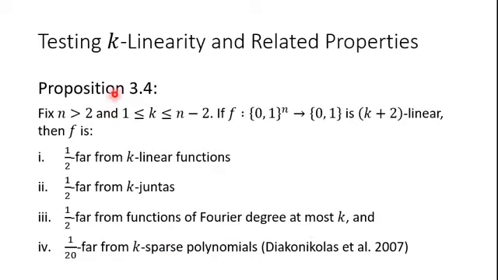So we now have proposition 3.4. Fix n larger than 2 and k between 1 and at most n minus 2. If f from {0,1}^n to {0,1} is a (k+2)-linear function, then f is 1/2 far from k-linear functions, 1/2 far from k-juntas, 1/2 far from functions of Fourier degree at most k, and 1/20th far from k-sparse polynomials. Now this is based on the literature, but we will prove the remainders.